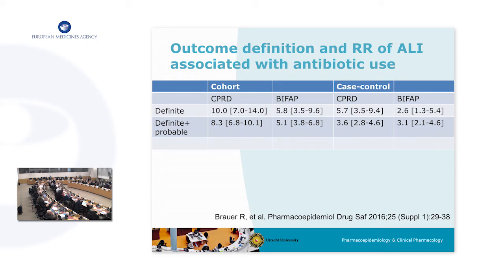So this sort of makes the case that if there is misclassification, it's probably non-differential, but it will lead to an underestimation of the actual risk. So this is important to consider. There is an additional error that's being included here. All right, next slide, please.